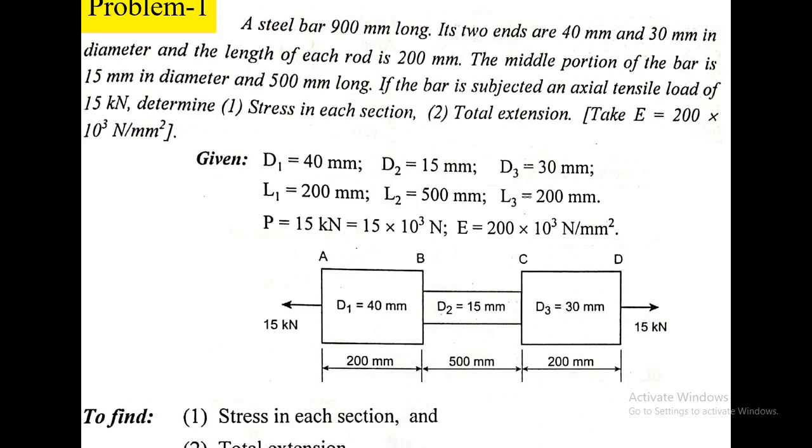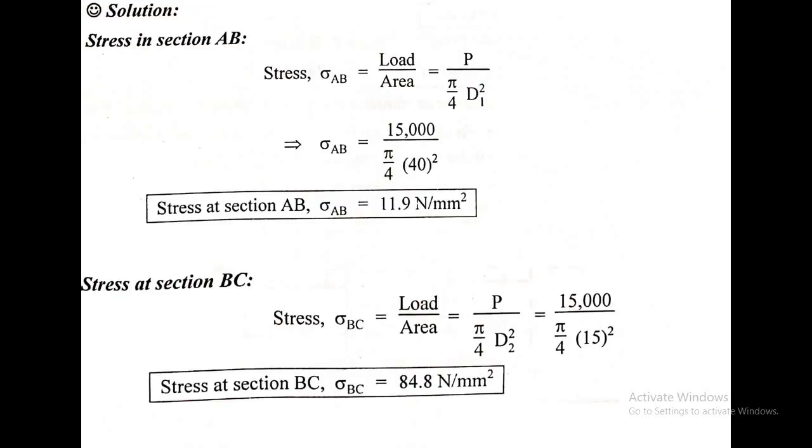And this is the example for the bars of varying cross section problem. Here they have given a steel bar of 900 mm length and three diameters D1, D2, D3 are given, and the lengths also given, L1, L2, L3. And the total load is given as 15 kilonewton. So you do the conversion of kilonewton to newton. The question is the stresses in each section and total extension of the arrangement.